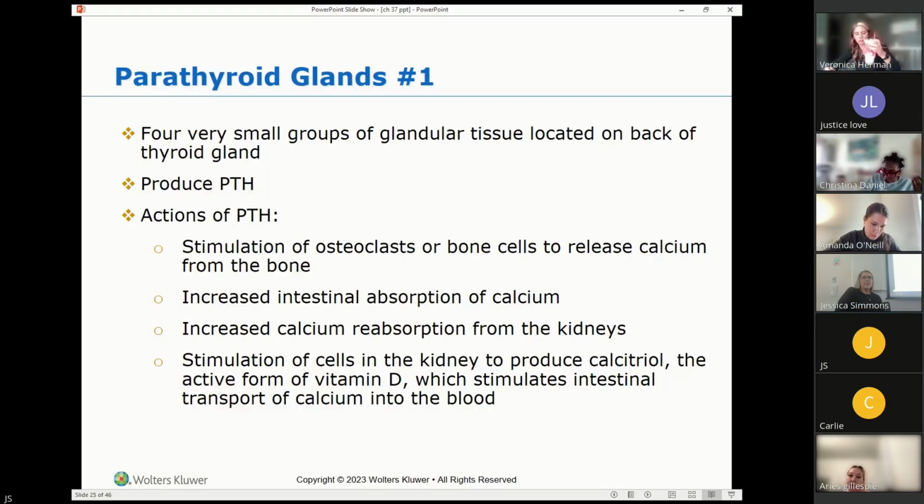Increased intestinal absorption of calcium, increased calcium reabsorption from the kidneys, stimulation of cells in the kidney to produce calcitriol, the active form of vitamin D, which stimulates intestinal transport of calcium into the blood. That's a lot of calcium moving suddenly if this gets disrupted.